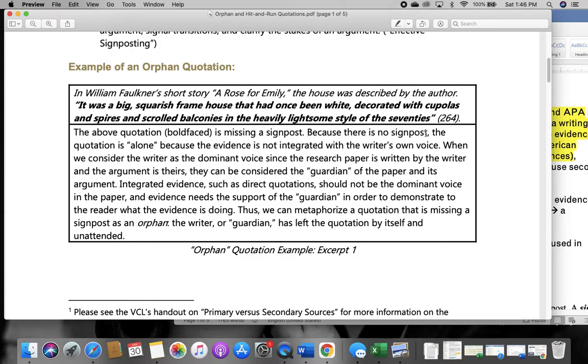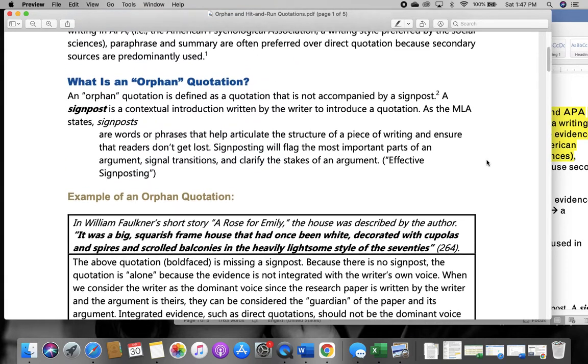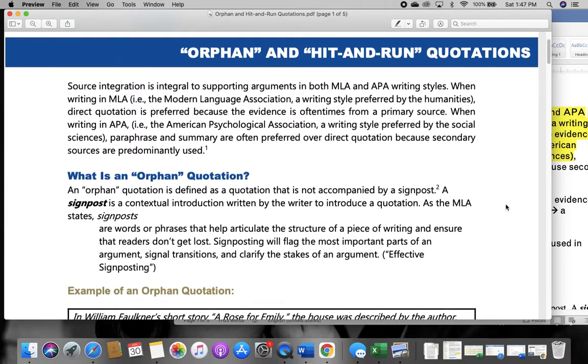But this has no signpost. So it's just left there on its own. And that's why we call it an orphan. It's like it has no mom or dad, right? Essentially, it has no parental figure, and it has no guardian. So the orphan and the hit and run are also functioning as metaphors.